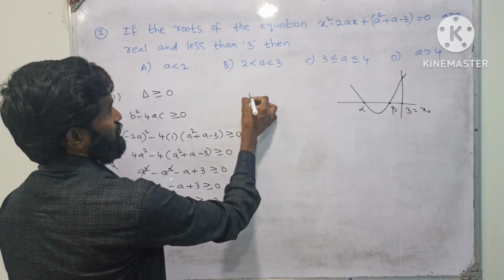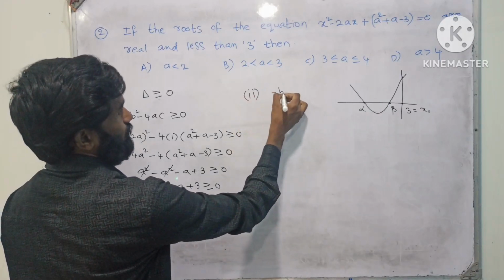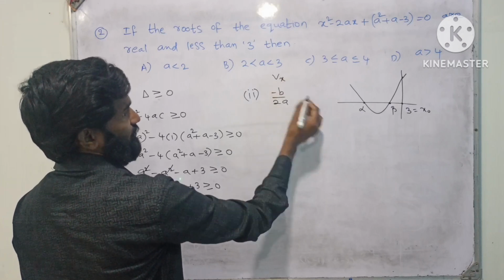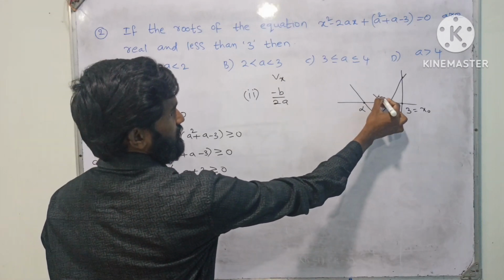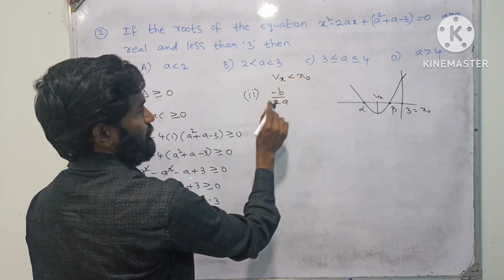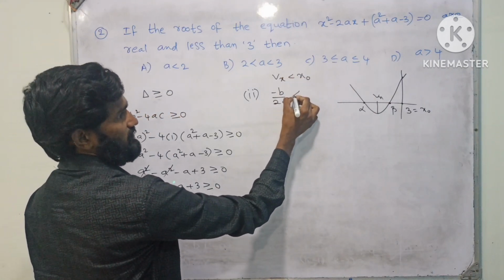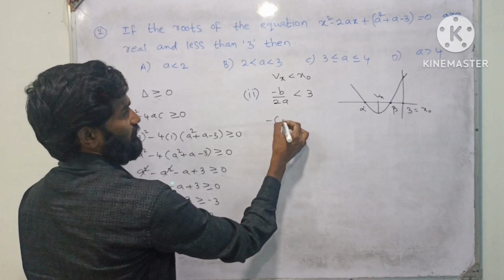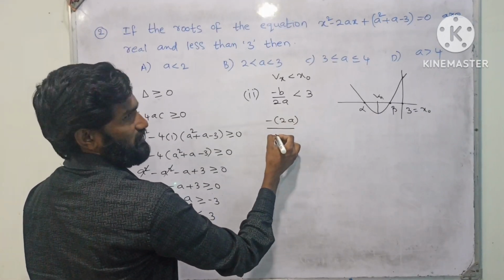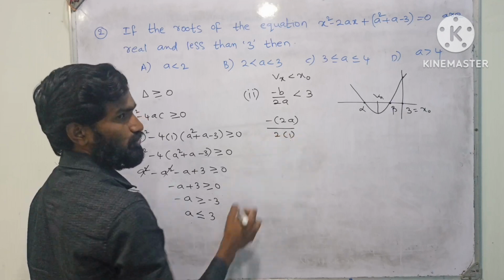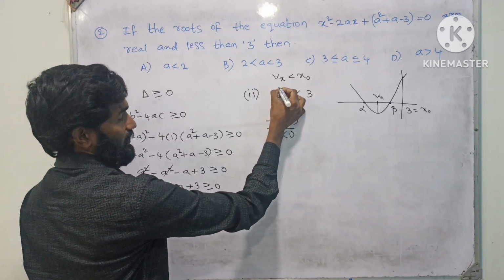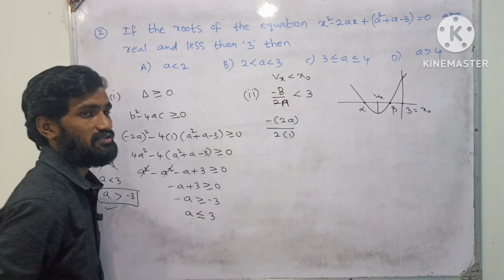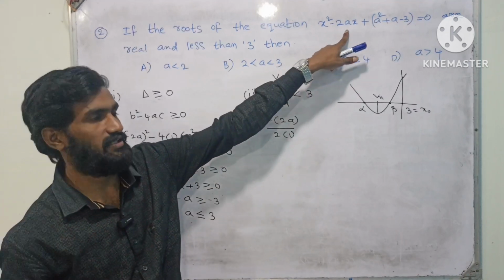And what is the second condition we have? The second condition we have is minus b by 2a. That is Vx, and Vx is less than x naught, meaning minus b by 2a is less than x naught, here 3. Now what is minus b? Minus of minus 2a by 2a. A means 1 here. Don't get confused here. That's why it is better to take capital B by capital A here, because in the question also a is there.